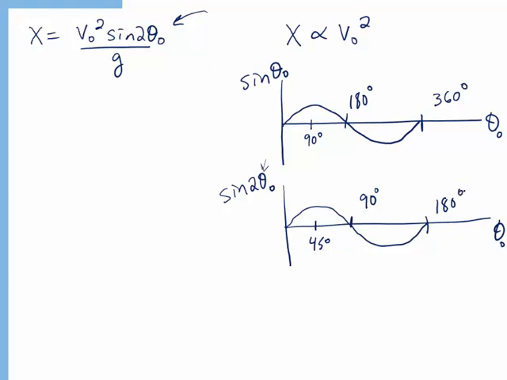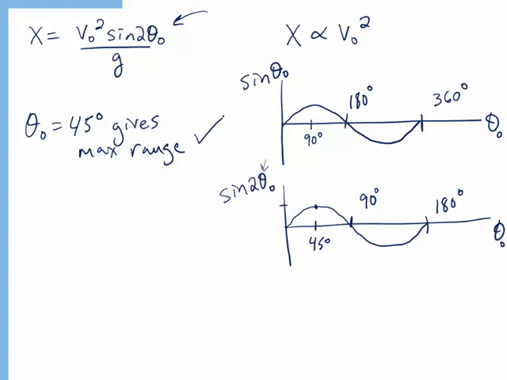So notice that one of the things we want to show is that theta naught equals 45 gives the maximum range. And we've now successfully done that because we can see that sine 2 theta naught is a maximum at 45 degrees.